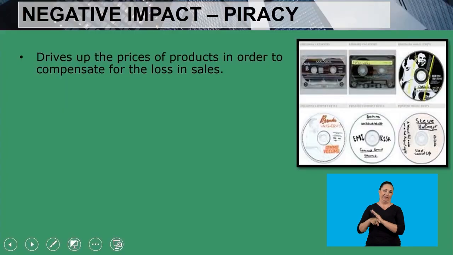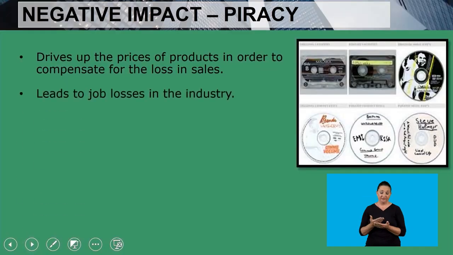Let's look at the negative impact of piracy. It drives up the prices of products in order to compensate for the loss in sales. So what happens if you continue reproducing or pirating other people's work? It's going to drive up the prices of those particular products. The people who go and buy those CDs at music stores, buy those DVDs, are going to pay the price, because now the prices will be higher, trying to compensate for the losses from the copies that you have made, which is not a good thing.